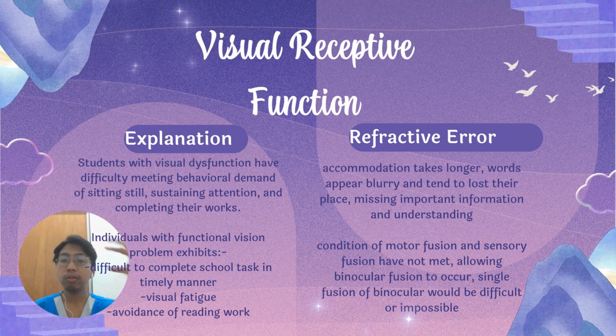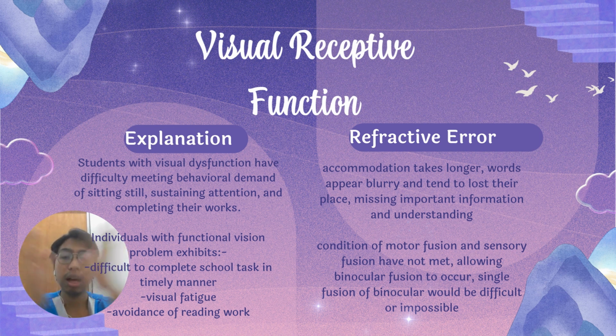And then individuals with functional vision problems exhibit difficulty completing school tasks in a timely manner, visual fatigue, and also avoidance of reading work, which is important for parents to always observe in their kids, especially when they are doing their school work, or even, for example, when showing cute images, maybe they'll say, I don't know what I am seeing. So that's an example of it.